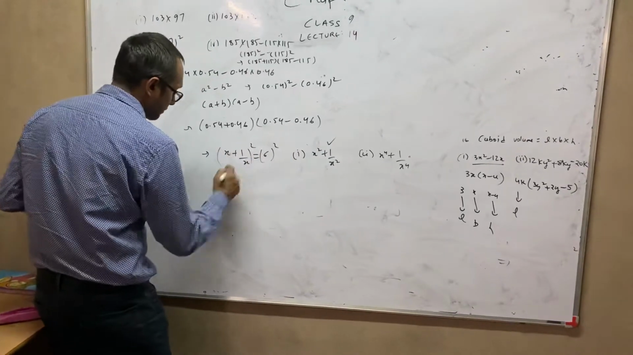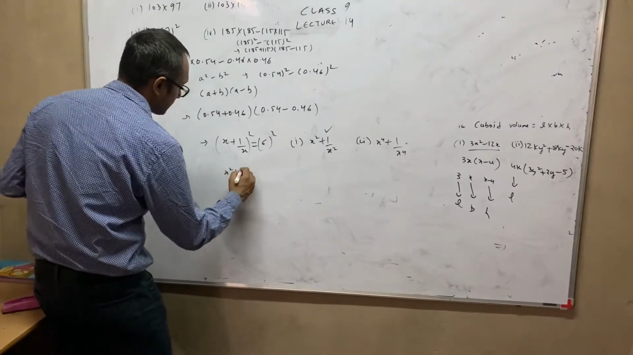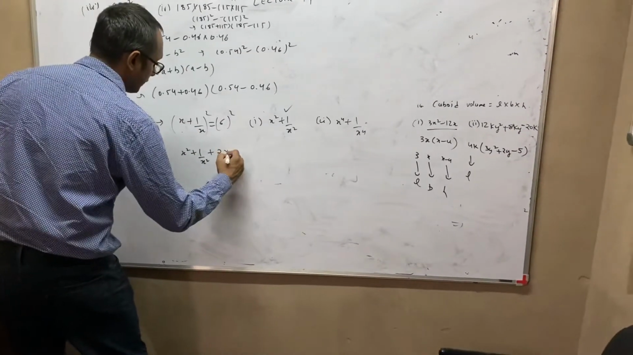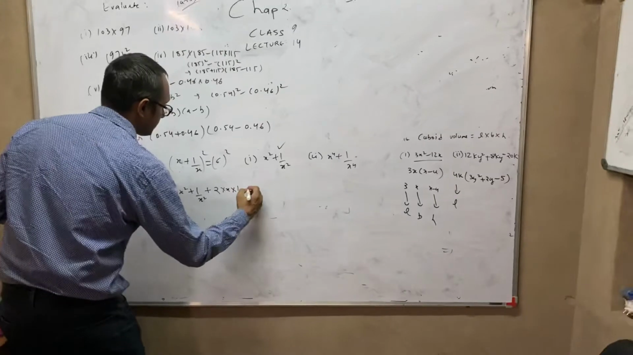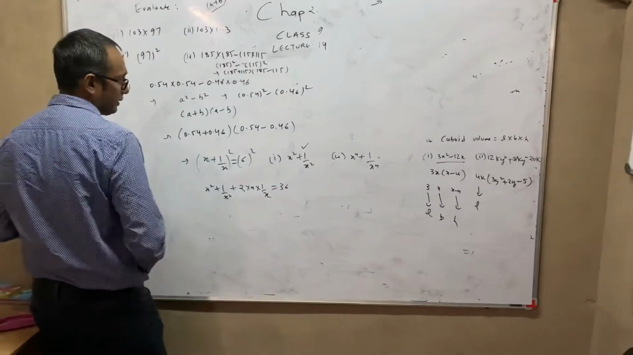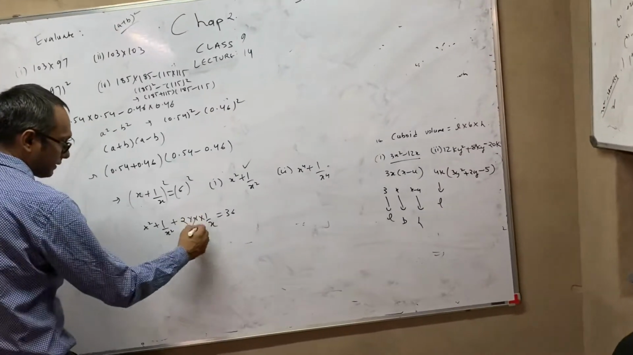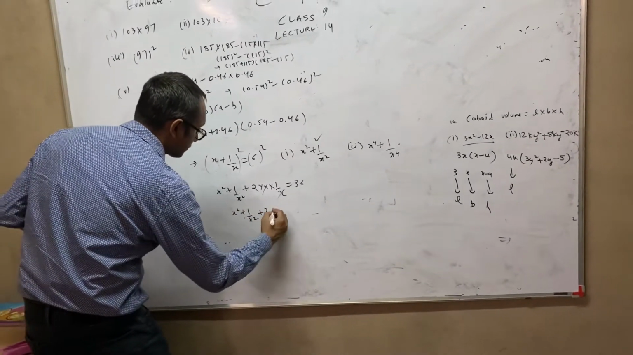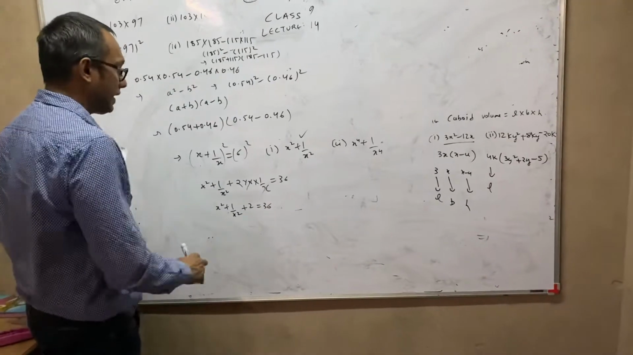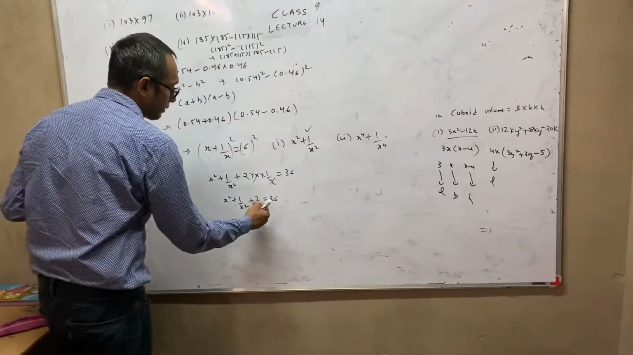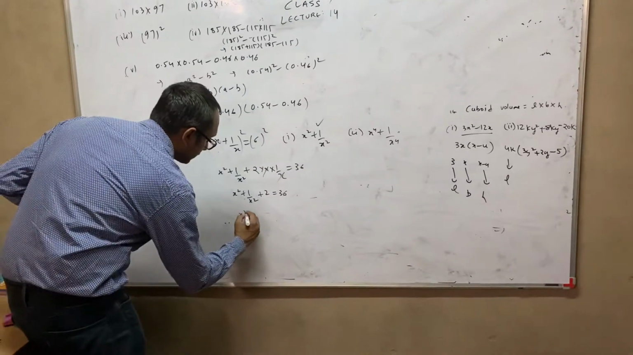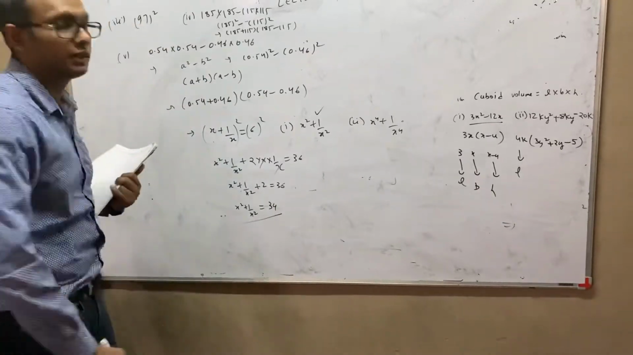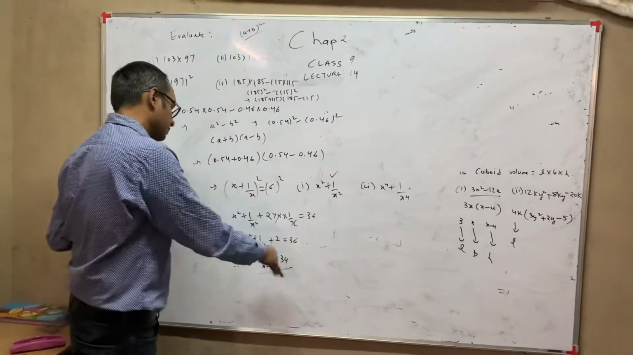Okay, when I square, so a square plus b square plus 2ab, and 2 into x into 1 upon x is equal to 36. Okay, now x and x get cut, so I am left with x square plus 1 upon x square plus 2 equal to 36. Now I want the value of this. So what I have to do? I just have to take 2 over there. x square plus 1 upon x square is equal to 34. Then that will be the answer. Okay. So that's how you do these kind of sums.